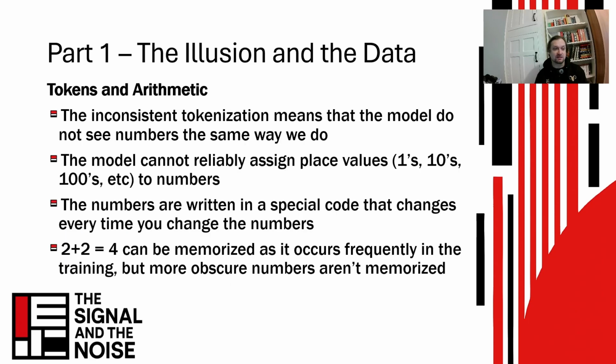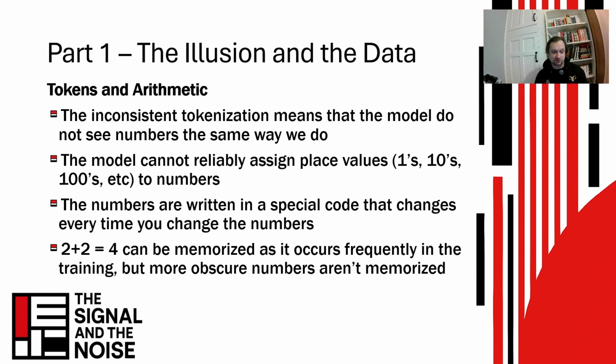So this means that the inconsistent tokenization means that the models do not see the numbers in the same way we do. It doesn't think of it in terms of your ones, tens, hundreds, etc., your base 10 number sets. And the numbers are then written in a special code which changes every time you change the numbers. There are some examples where this isn't necessarily the case.